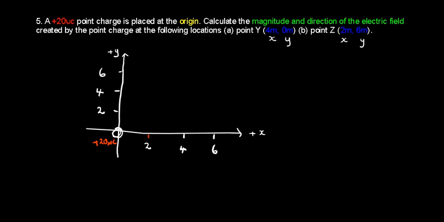Okay. Now it says a positive 20 microcoulomb point charge is placed at the origin. Calculate the magnitude and direction of the electric field created by the point charge at the following locations. So we are going to first of all find location Y. How do we find location Y? Here we have 4 meter in the X direction, and the Y direction is 0 meter.